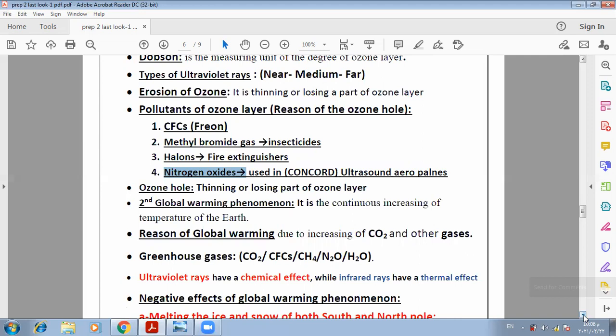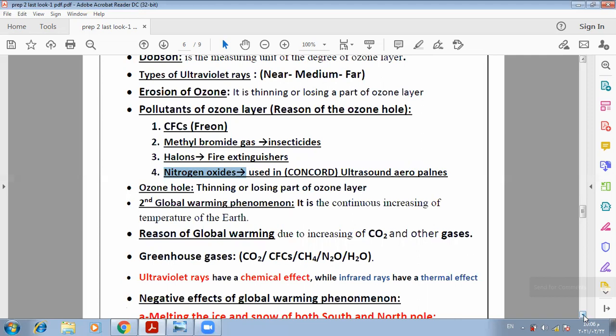And other gases also. What are these other gases? They are called greenhouse gases: carbon dioxide, chlorofluorocarbon, methane, N2O, and H2O water.